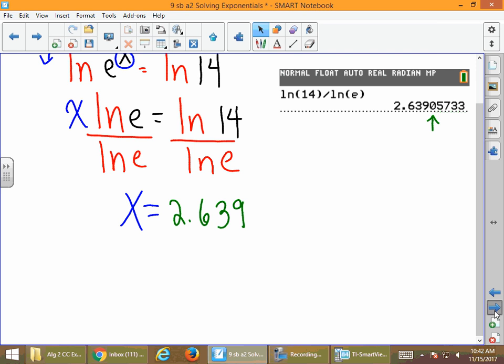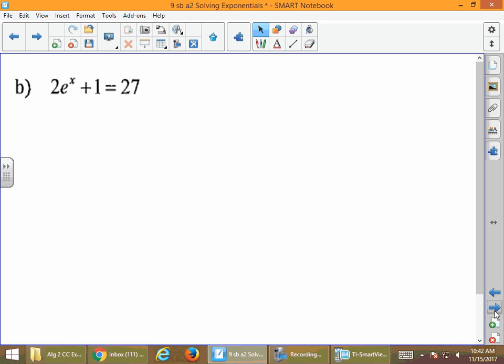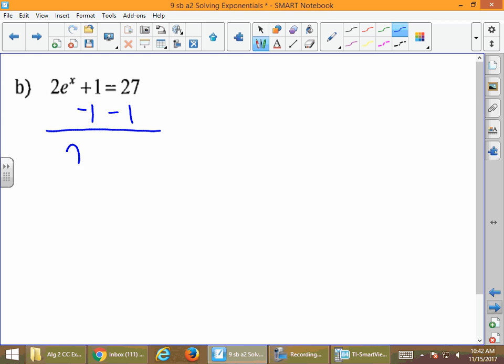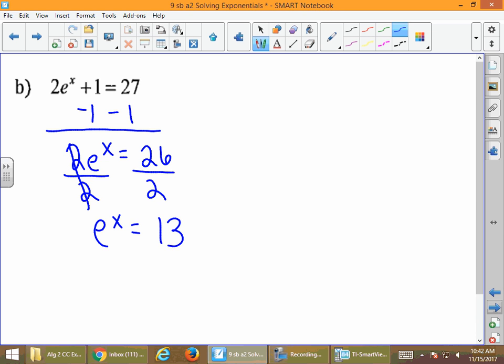Finishing very quickly with letter B on this one. And one last time, I just want to stress to you, isolate. Isolate as much as you can before you put in common log or natural log. It doesn't matter so much what the isolating does. Subtract 1 from both sides. We get 2 e to the x equals 26. Well, it's 2 times e to the x. So we're going to divide both sides by 2. And we get e to the x equals 13.